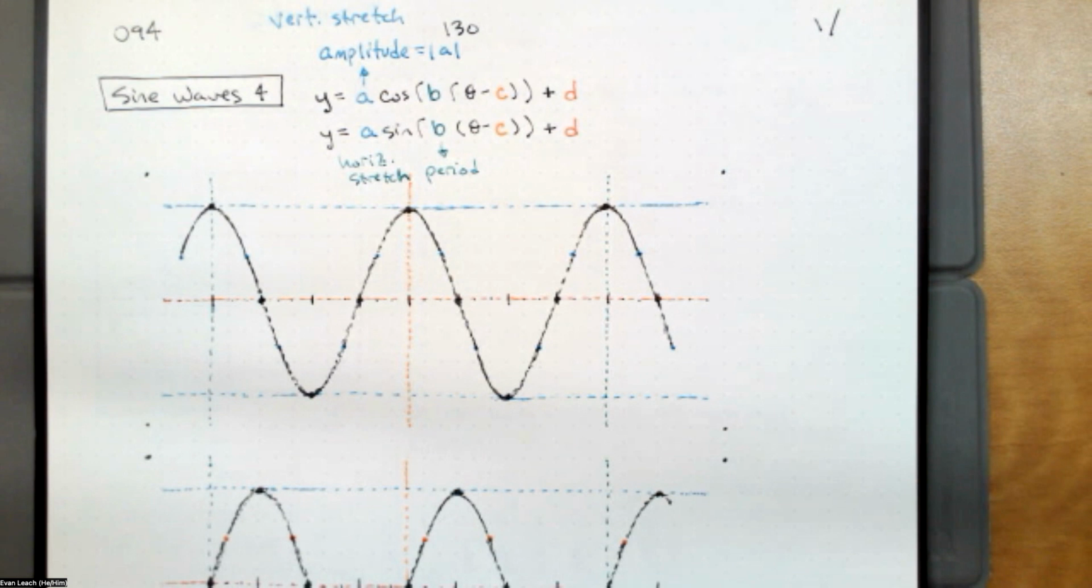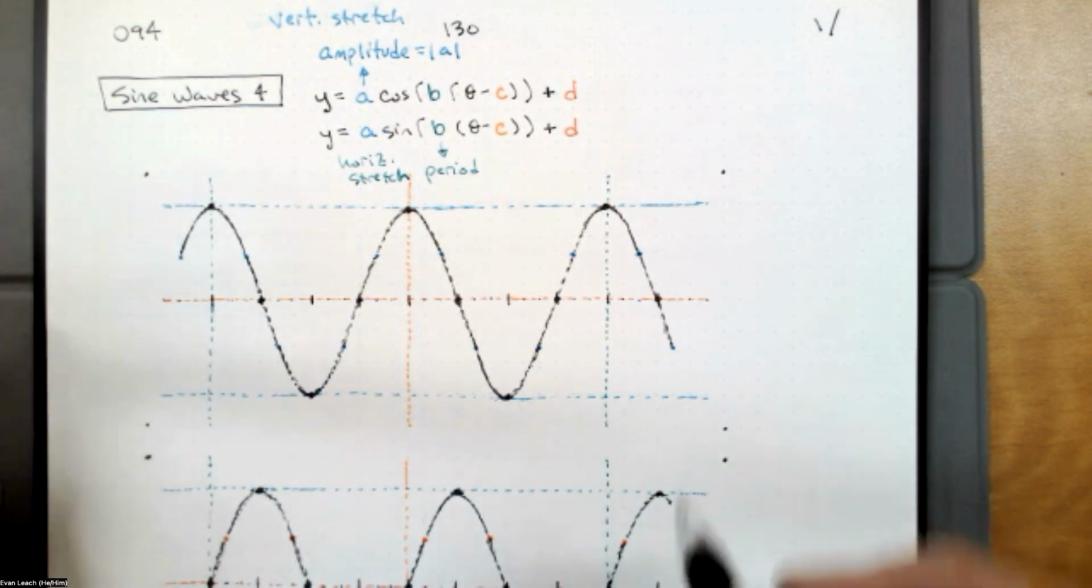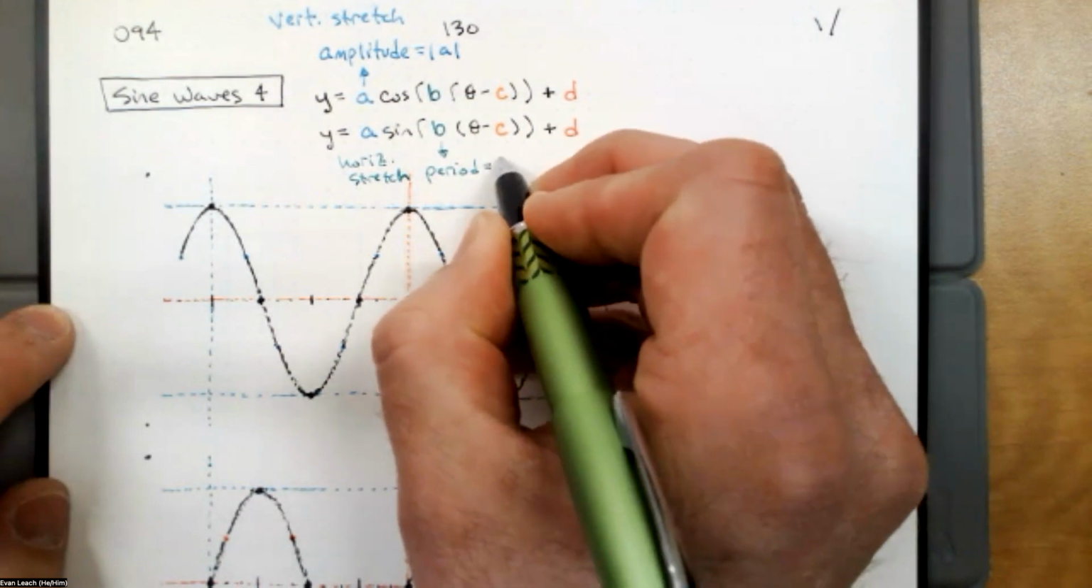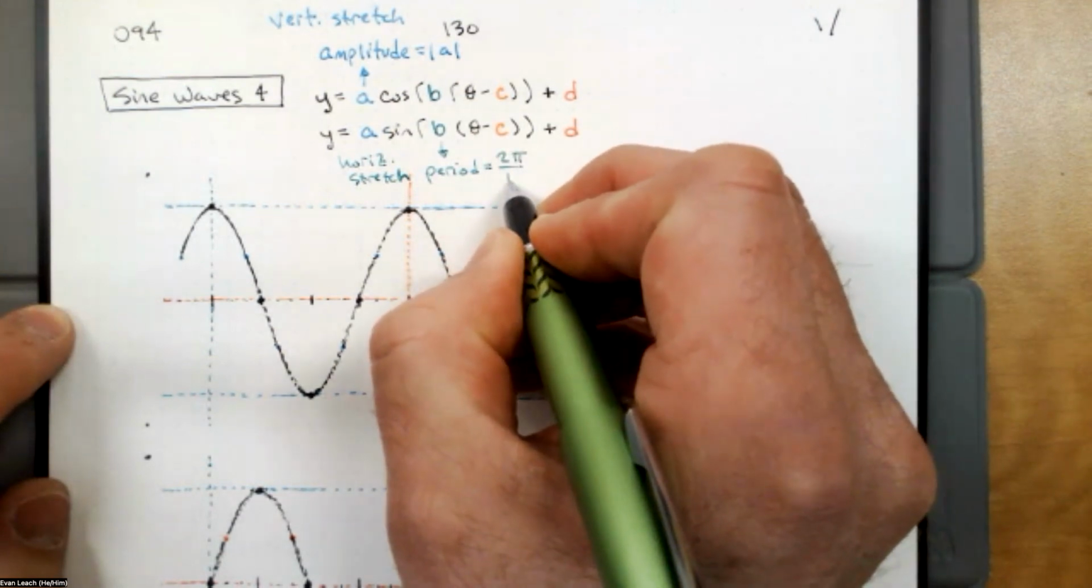Yesterday, we saw when B was equal to 1, the default, the period was 2 pi. We went around the circle 1 time. When we increased B to 2, then the period dropped to just pi. When we increased B to 4, the period dropped again to pi over 2. When we decreased B to 0.5, the period increased to 4 pi. So the way we calculate the period is to take 2 pi and divide it by B. So the period is 2 pi divided by B.